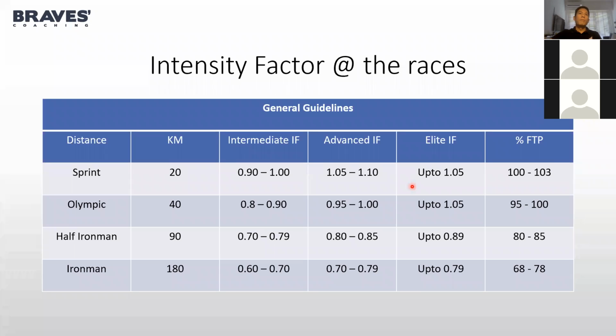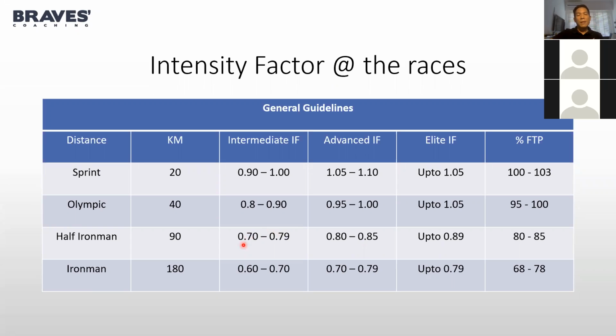So intensity factor at the races, this is a rough guide. We are concerned about half Ironman races here. If you're an intermediate level athlete, then your goal IF would be 0.7 to 0.79 of your FTP, so 70% to 79% of your FTP. The fitter you are, the harder you can push it, and then you're looking at maybe riding the 90 Ks at 80% to 85% of your FTP. Again, as you enter the race-specific phase, you would have this goal.